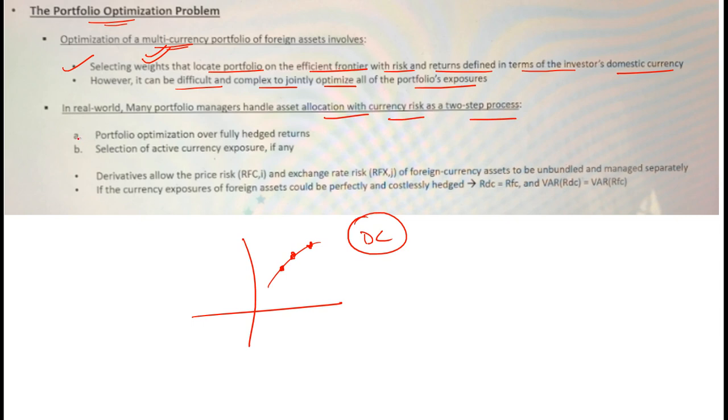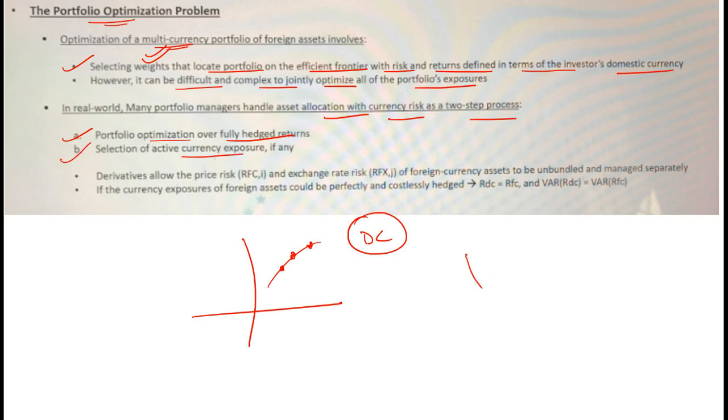So what do they do? They divide it into two steps. First is portfolio optimization over fully hedged return. That is, they assume that you are fully hedging the portfolio, and so they decide what will be the optimization point if you are fully hedging it. And second is selection of active currency exposure.